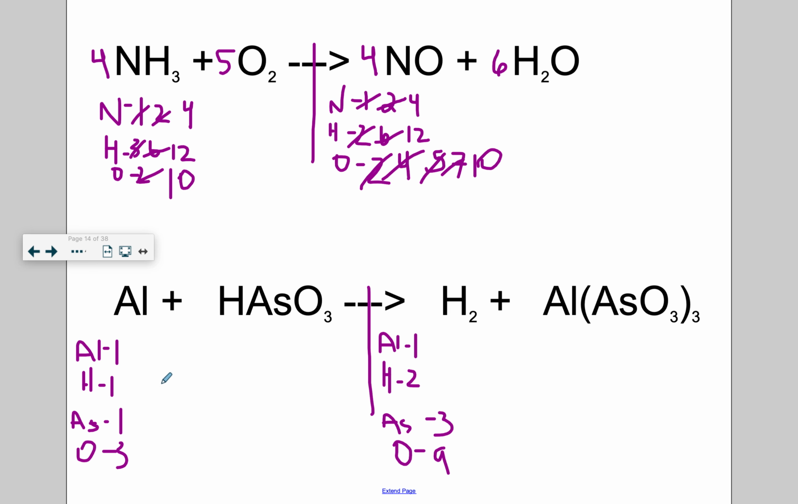Okay, well, maybe we should focus in on the arsenic and the oxygen. If I put a 3 here, this 3 goes to the H, but it also goes to arsenic. That'll get me to 3, and it'll also get me to 9 on my oxygens, okay? So I put a 3 there. 3 times 1 is 3, 3 arsenics. 3 times 3 is 9. So my arsenic and oxygen are good, but my hydrogens are not, right?